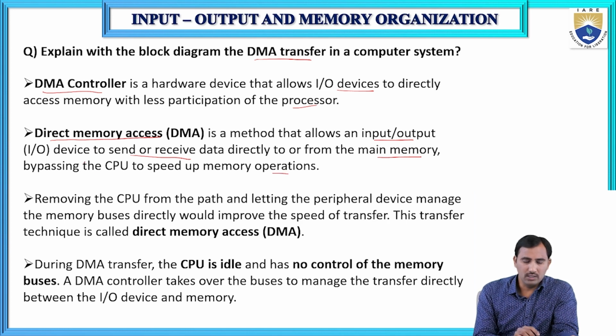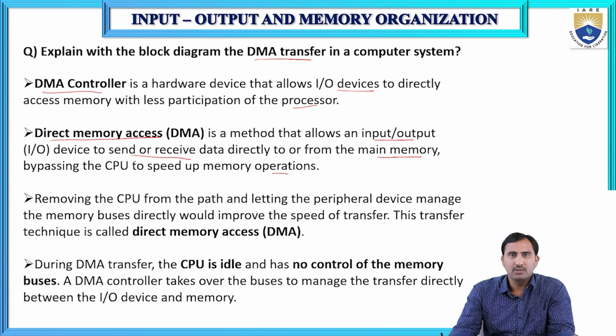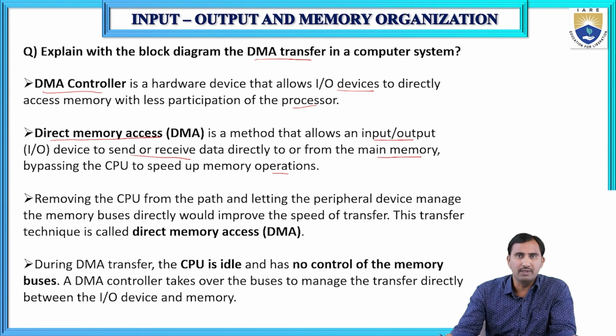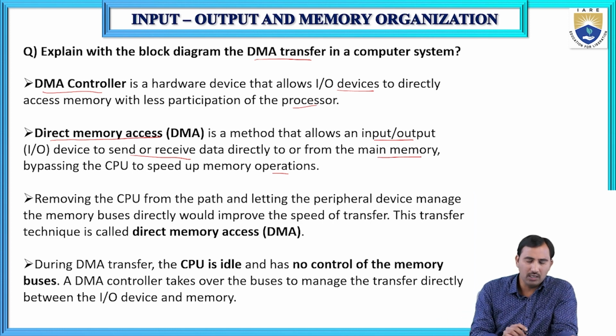So this direct memory access allows the IO devices to send or receive the data from the main memory without involvement of the CPU. In this process we are bypassing the CPU because the CPU doesn't allow a large amount of data transfer through it, because it takes some time. That's why we are bypassing the CPU, so that the IO device can send or receive the data directly from the main memory using this DMA controller.